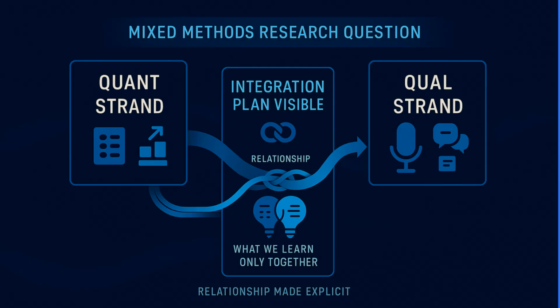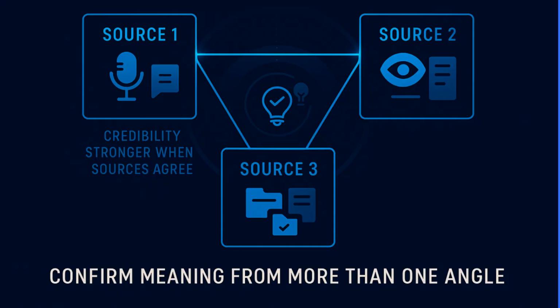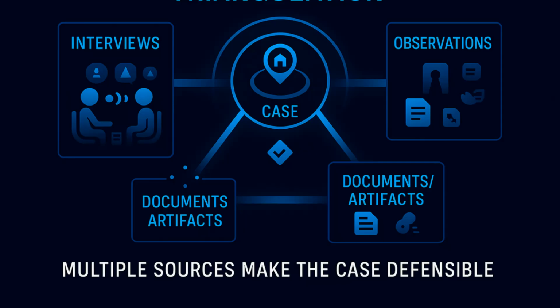The mixed methods research question should make the integration plan visible by clarifying how the strands relate and what the study learns only when both are combined. Triangulation strengthens the credibility of findings by confirming meaning through more than one data source, perspective, or method. Triangulation is especially important in qualitative research and is typically expected in case study because the purpose is to understand a case in depth and in context.